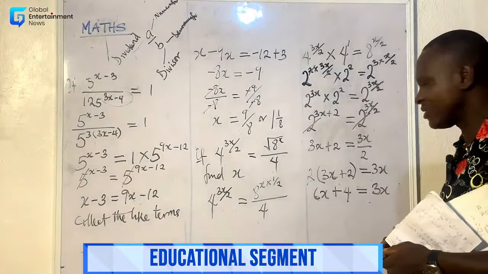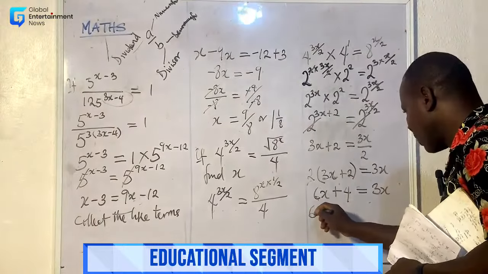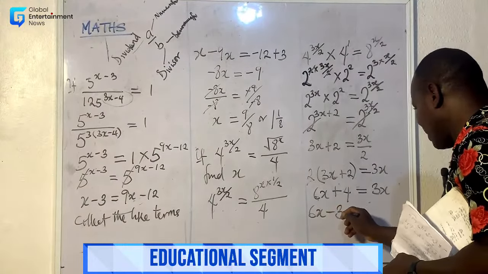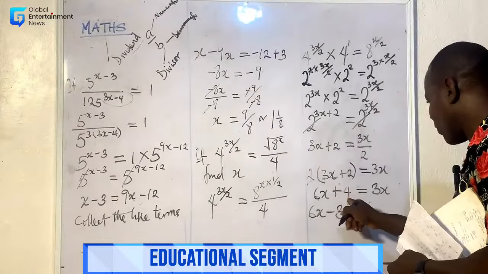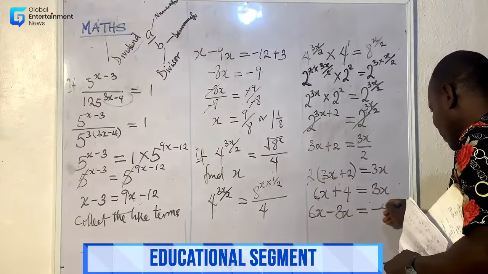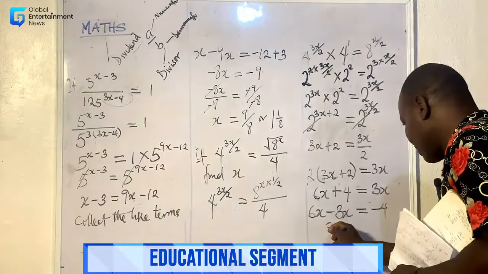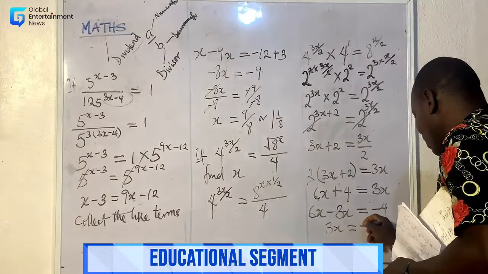Now we collect the like terms. We have 6x. Carry this one to this side. We give us minus 3x is equal to plus 4. We turn to minus 4. So 6x minus 3x is what, everybody? That is 3x is equal to minus 4.